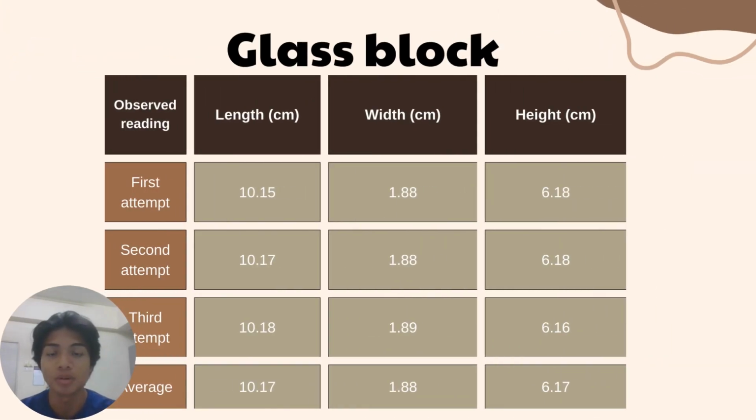For the observed reading of the glass block, on the first attempt, we got a length of 10.15 with a width of 1.88 and a height of 6.18. On the second attempt, we got a length of 10.17 with a width of 1.88 and a height of 6.18. On the third attempt, we got 10.18 on the length, 1.89 on the width, and 6.16 on the height.